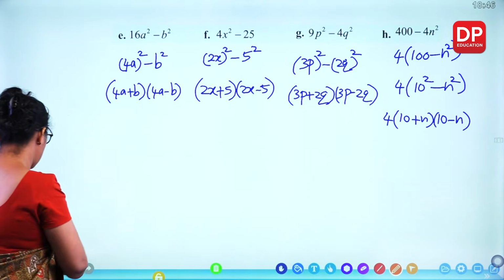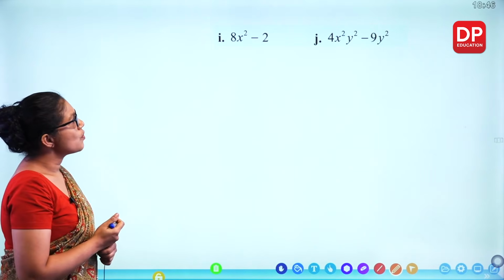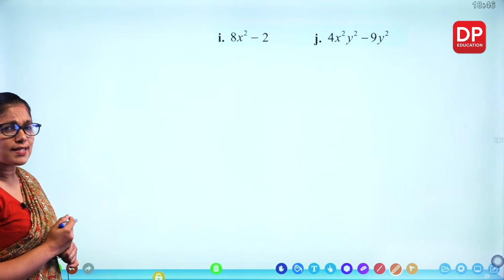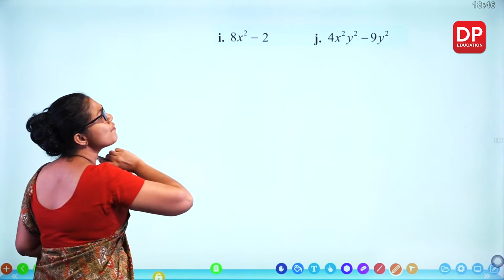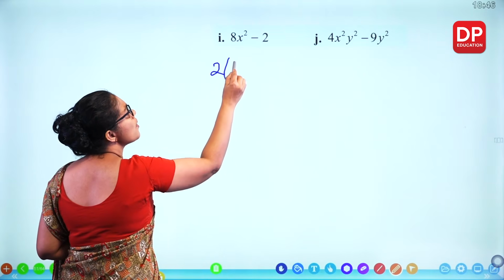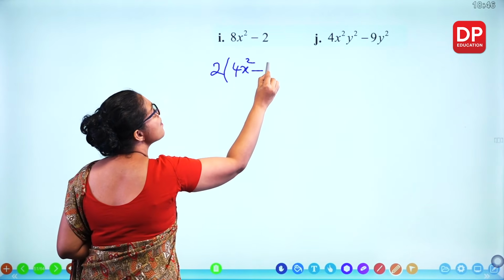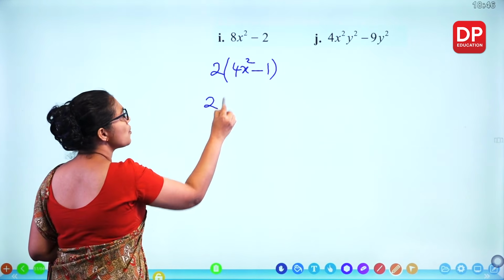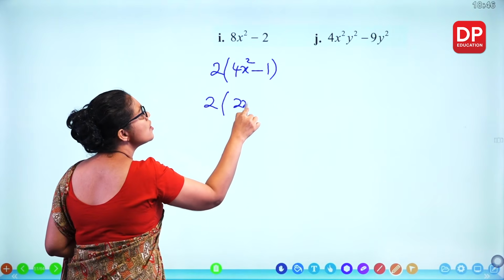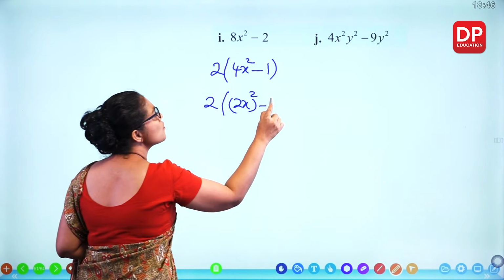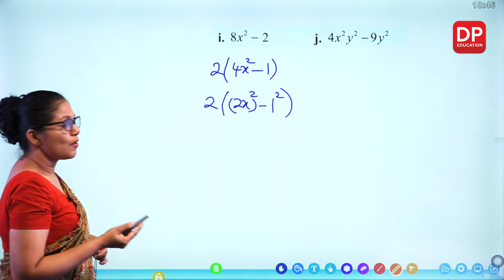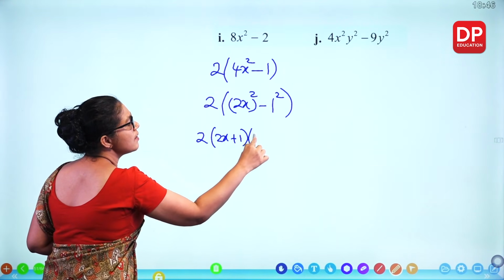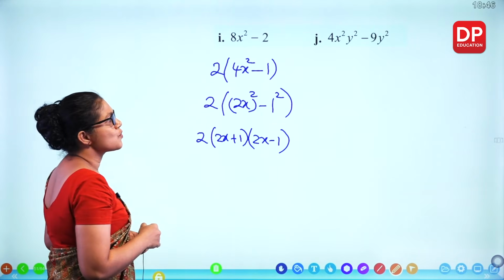Now we'll look at these two questions. So here 8x squared minus 2. Again, can we see common factors? Yes, 2 is common for both. So take it out first. So what's remaining? 4x squared minus 1. Now try to write down as square numbers. So I can write instead of 4x squared, 2x whole thing squared. What is 1? I can write 1 squared. Now this is difference between two square terms. I can write 2x plus 1 and 2x minus 1.